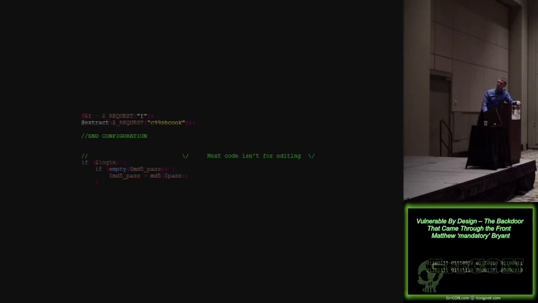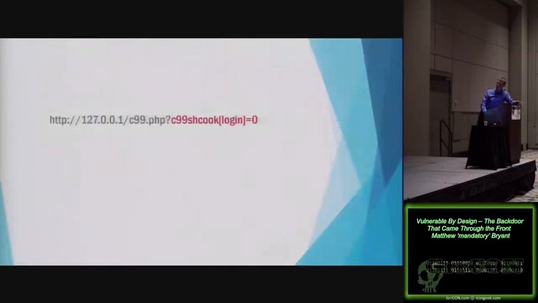So I could specify input right here, that little request right there. So you see, if I give it a statement like this, right? I had an array with login in it, and I set login equal to 0. So now when this gets passed to this backdoor, right?